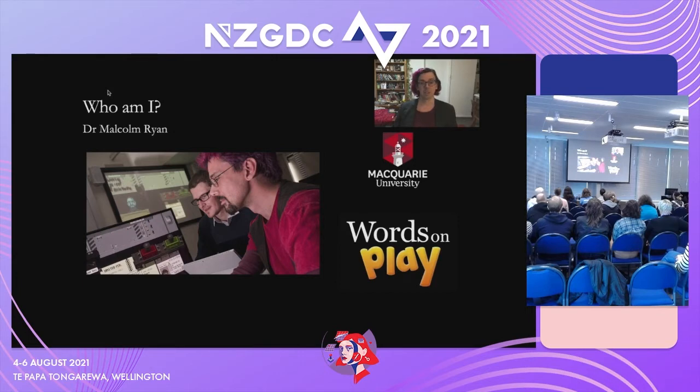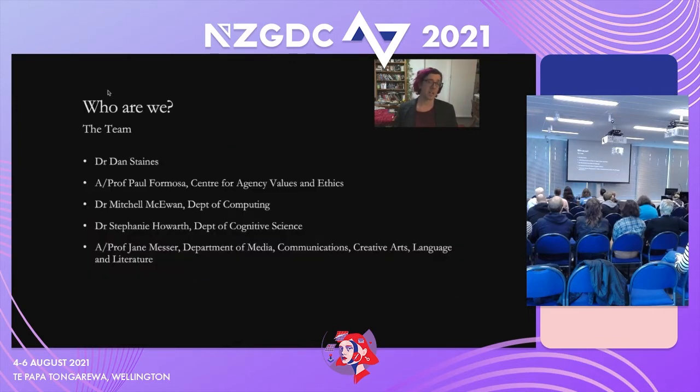My main research area is exploring how players make ethical decisions in games and how games can be used as tools for ethical training. In this project, I work with a team of academics from a variety of different backgrounds, including Dr. Dan Staines, Associate Professor Paul Formosa, Dr. Mitchell McEwen, Dr. Stephanie Howarth, and Associate Professor Jane Messer. As you can see, we come from a variety of different backgrounds, including philosophy, psychology, cognitive science, computing, and creative arts.